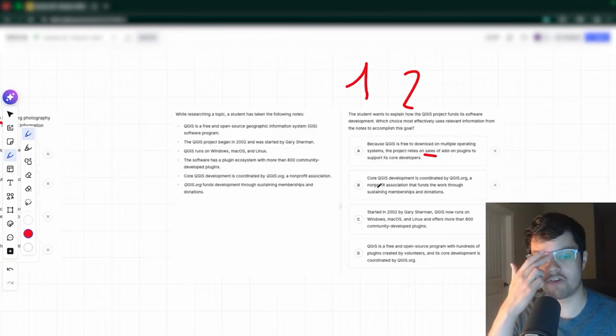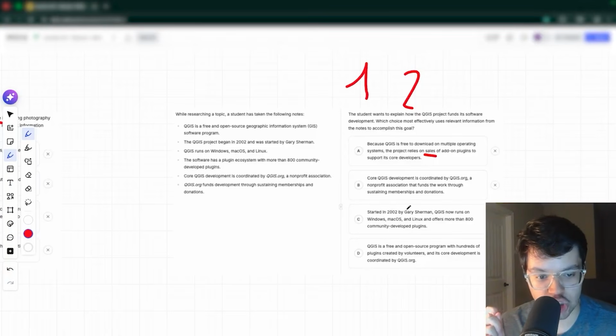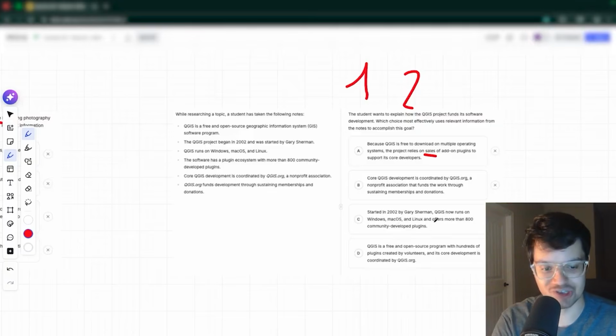B, core QGIS development is coordinated by QGIS.org, a nonprofit association that funds the work through sustaining memberships and donations. Okay, so that also looks pretty good as well. So A and B both pretty strong so far. C, started in 2002 by Gary Sherman, QGIS now runs on Windows, macOS, and Linux and offers more than 800 community-developed plugins. That does not mention anything about how they're getting money for their stuff. It just says what they do, so I would not say that's a good answer.